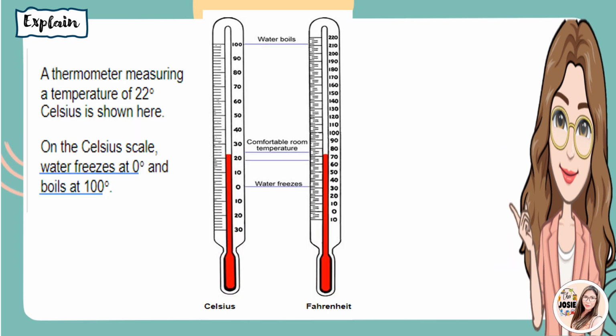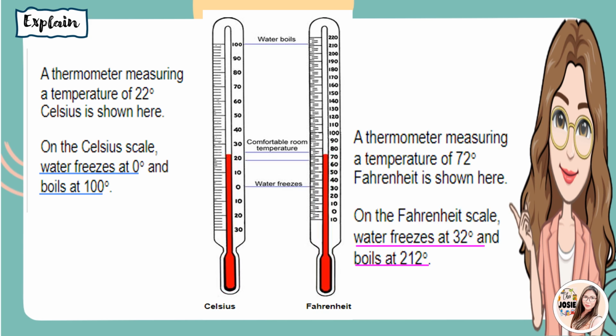Let's compare the Fahrenheit and Celsius. We have here a thermometer showing a temperature of 22 degrees Celsius. On the Celsius scale, water freezes at 0 degrees and boils at 100 degrees. On the other side, we have a Fahrenheit example, wherein the temperature is 72 degrees Fahrenheit. On the Fahrenheit scale, water freezes at 32 degrees and boils at 212 degrees.